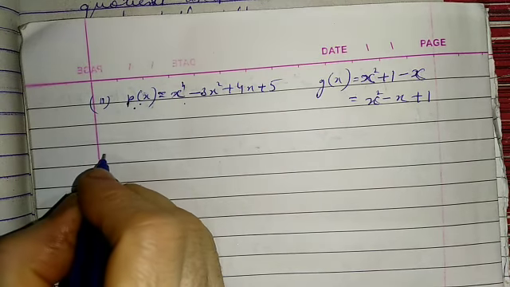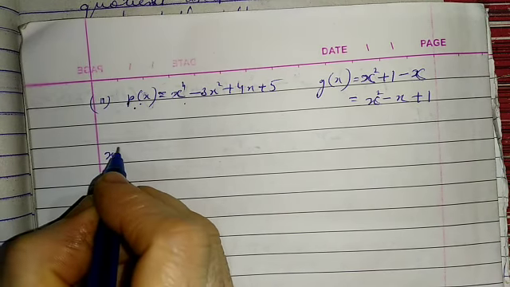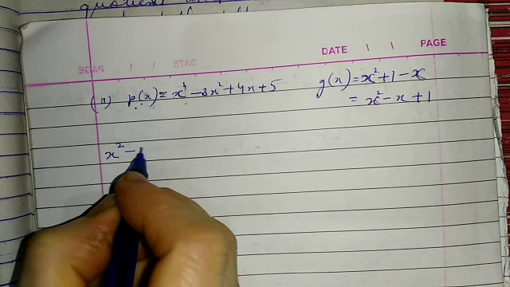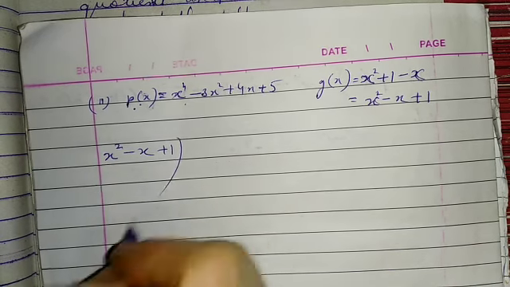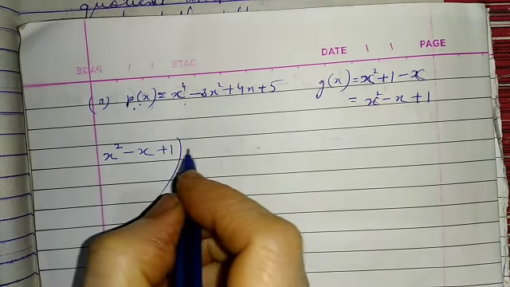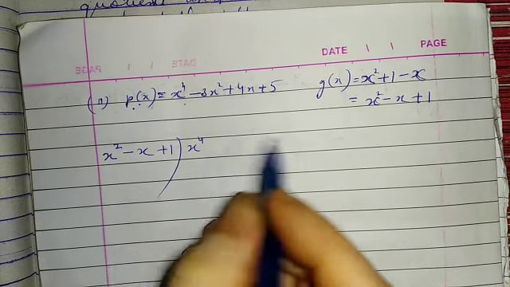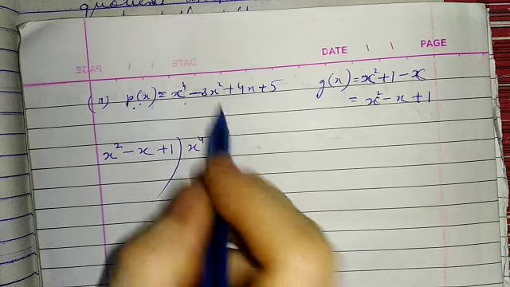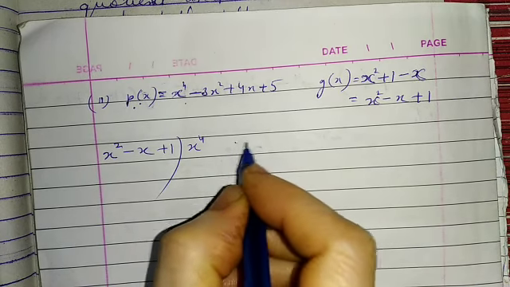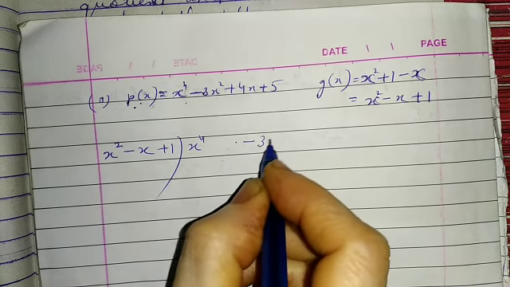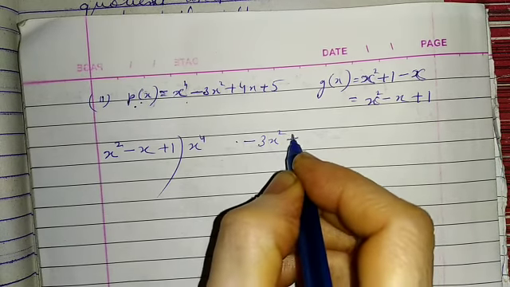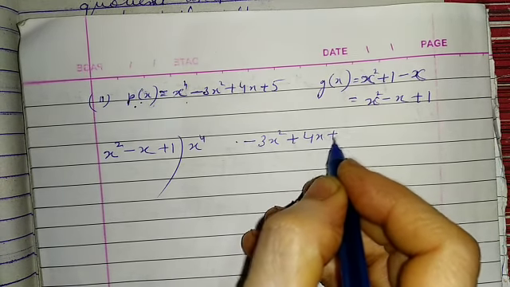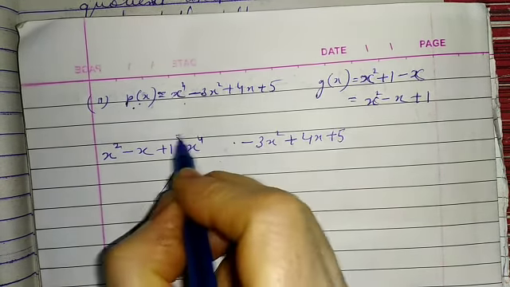Now divide it. This is your divisor, x square minus x plus 1, and this is your dividend, x to the power 4, x square. Here the x cube term is not there, so leave a space. Minus 3x square plus 4x plus 5. Now divide it.